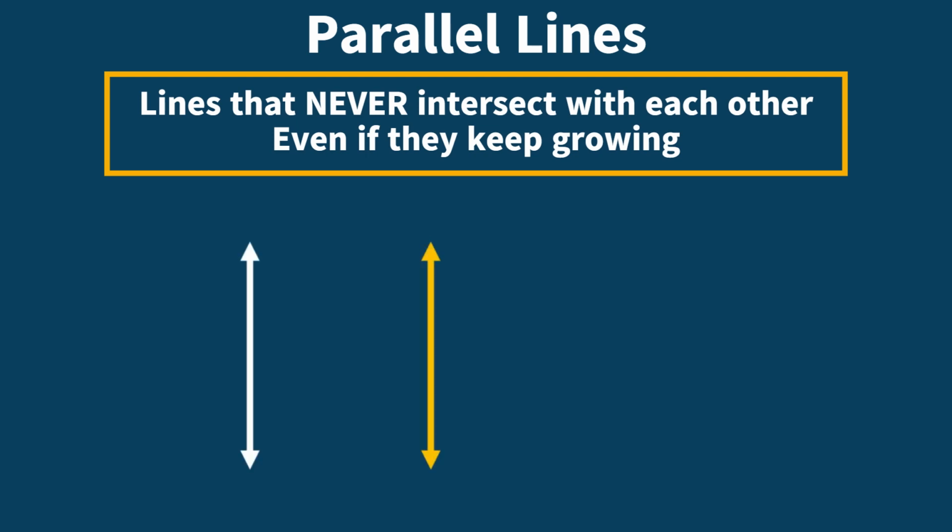Let's take a look at these lines. We have two lines here, line AB and line CD. As we can see, these lines will never intersect or touch each other. That means they are parallel lines. The way that we write that two lines are parallel to each other is with this notation.